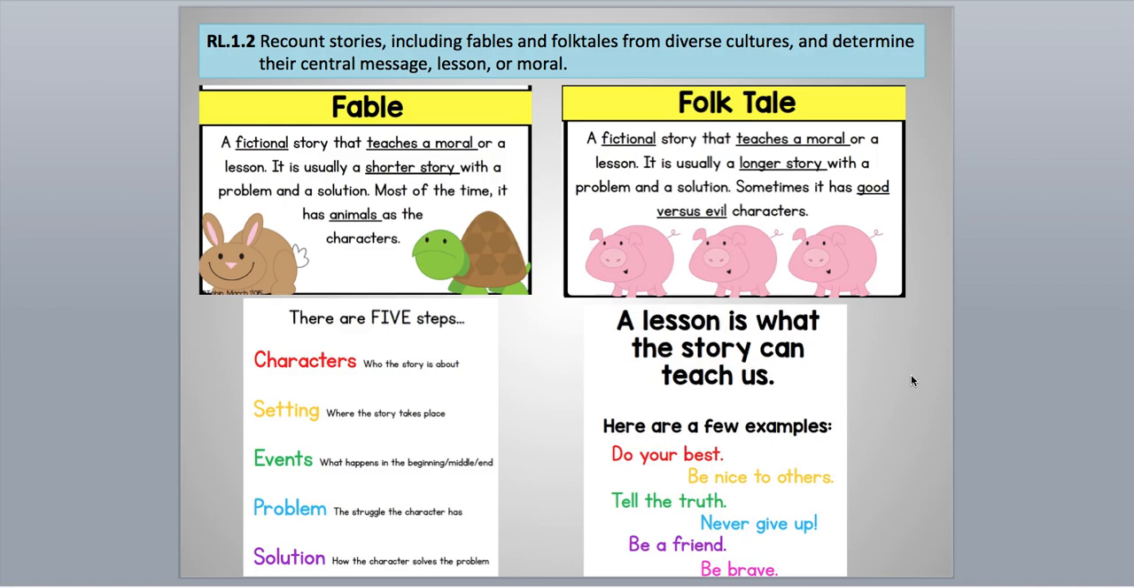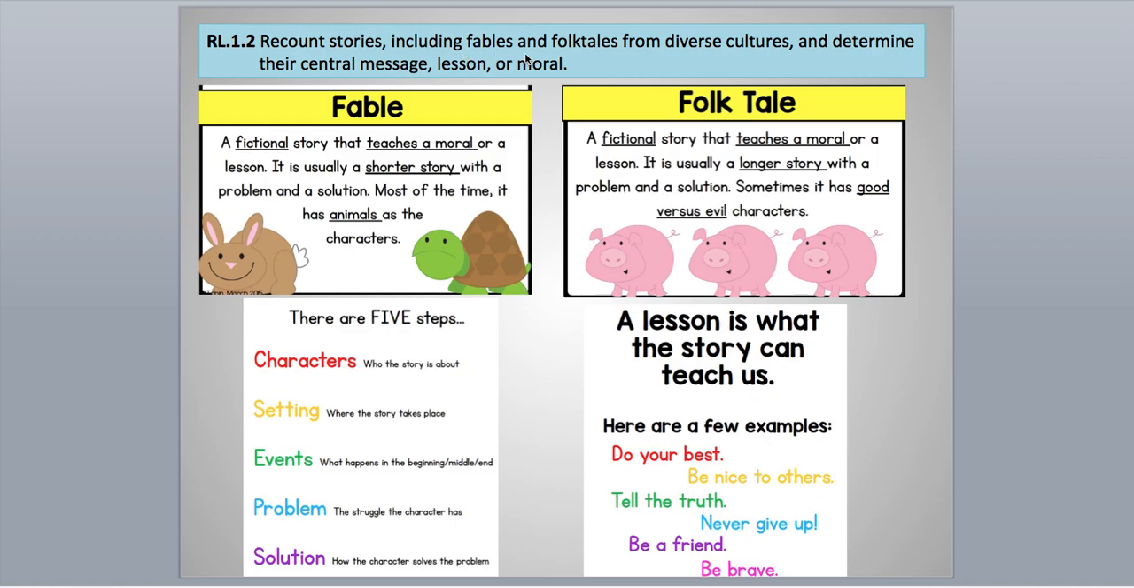This week we are going to start our reading lesson on recounting and retelling fairy tales, folk tales, and fables. First, I want to introduce to you our new standard. We're going to be able to recount stories, including fables and folk tales from diverse cultures, and determine their central message, lesson, or moral.